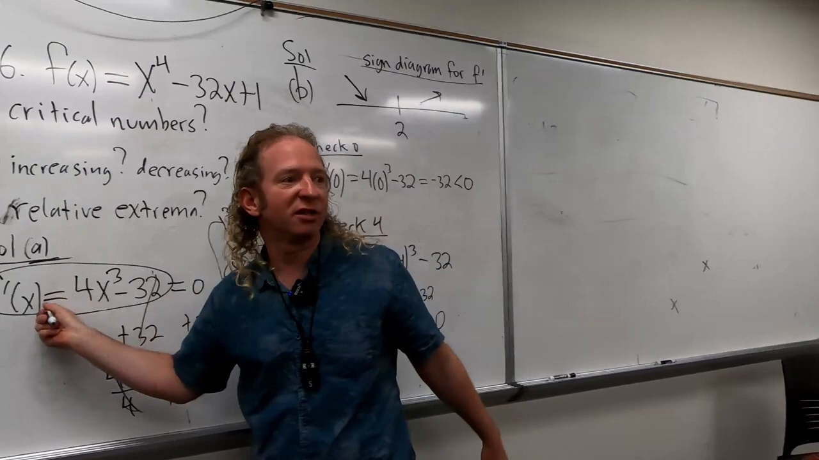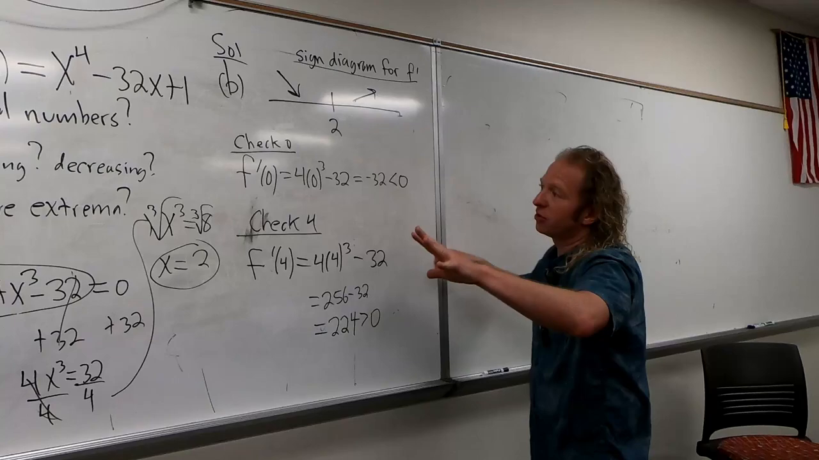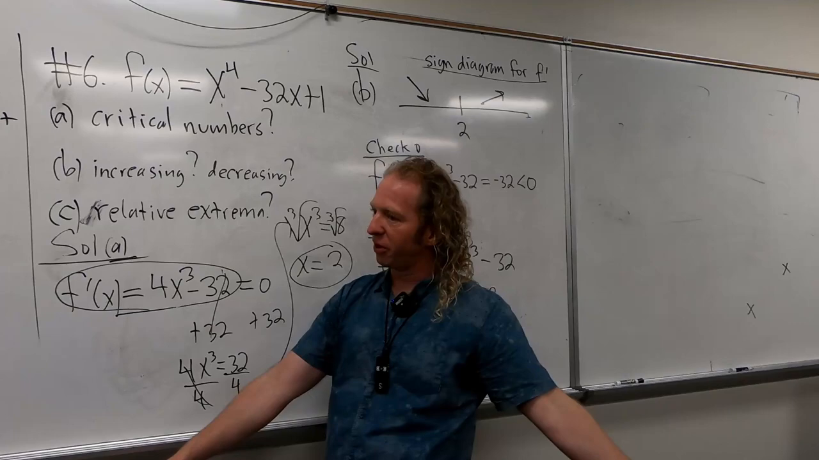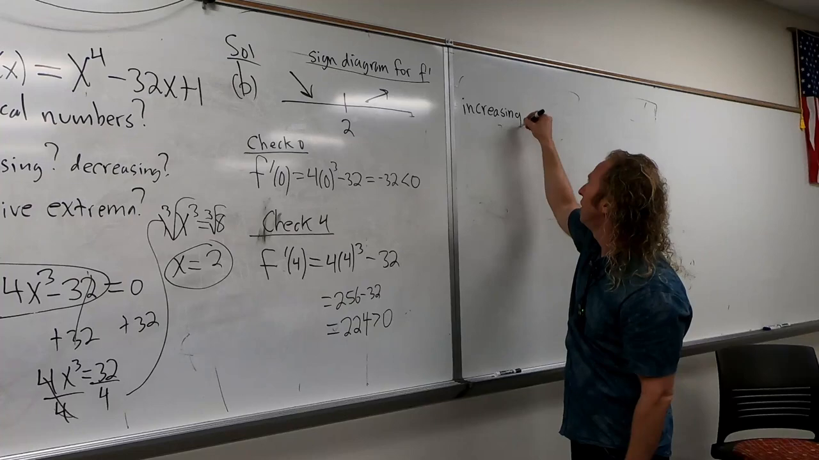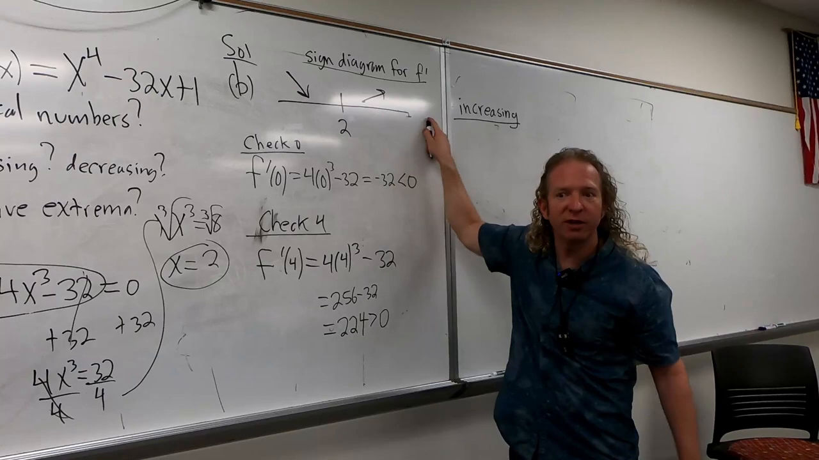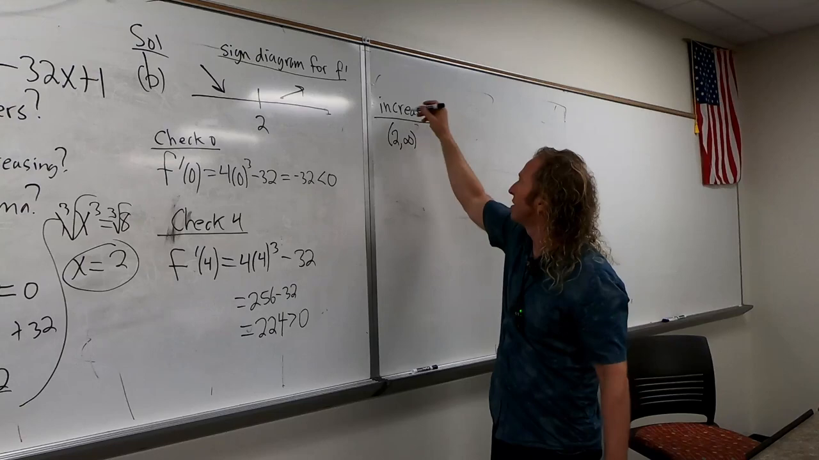All right, so now we can write the answers down. The question wanted to know the intervals where it's increasing. So first, let me say that it's always parentheses for increasing, decreasing, no matter what. So let's do increasing first. Increasing. So it would just be 2 to infinity. So from 2 to infinity, it's increasing. So I'll just put parentheses 2, comma, infinity. So that's the answer for increasing.